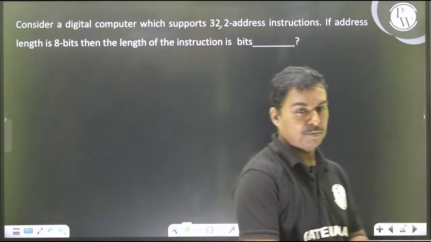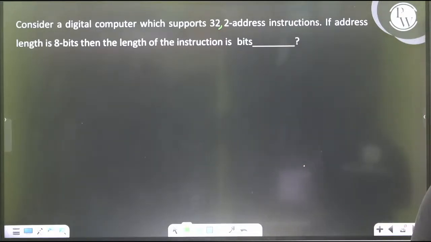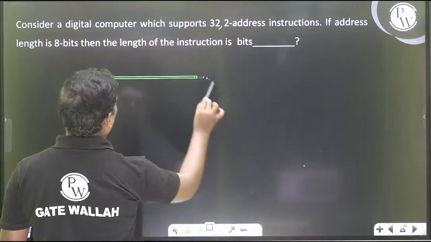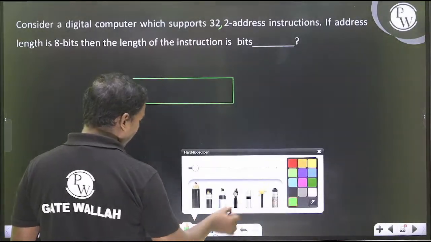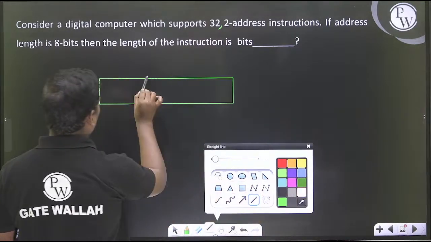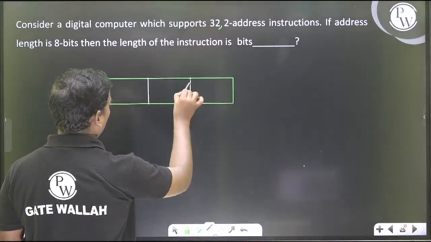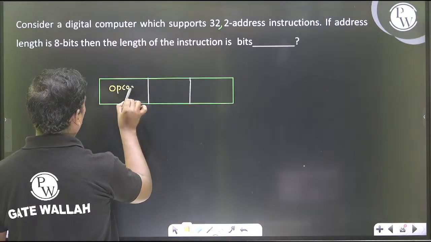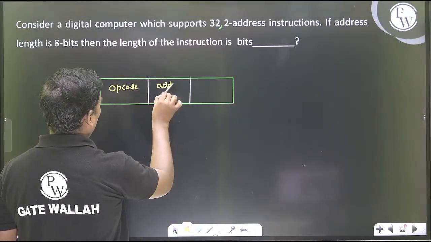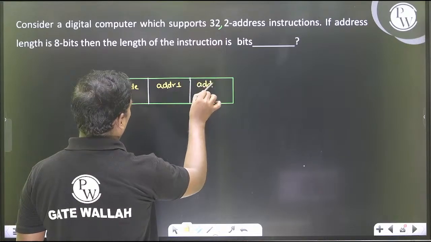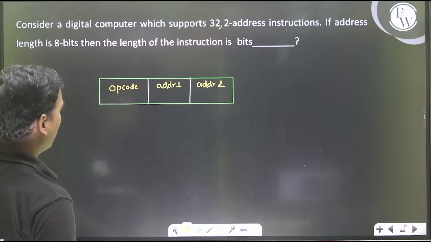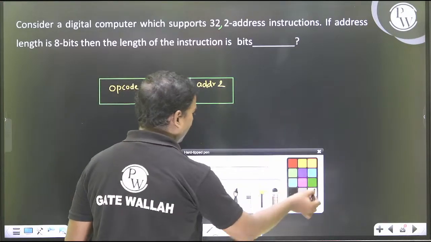Answer please. Good morning. Consider a digital computer which supports 32 two-address instructions. So this is the opcode. If you take this as the two-address instruction, this is the opcode, this is the address field 1, this is the address field 2. So the number of instructions is 32.